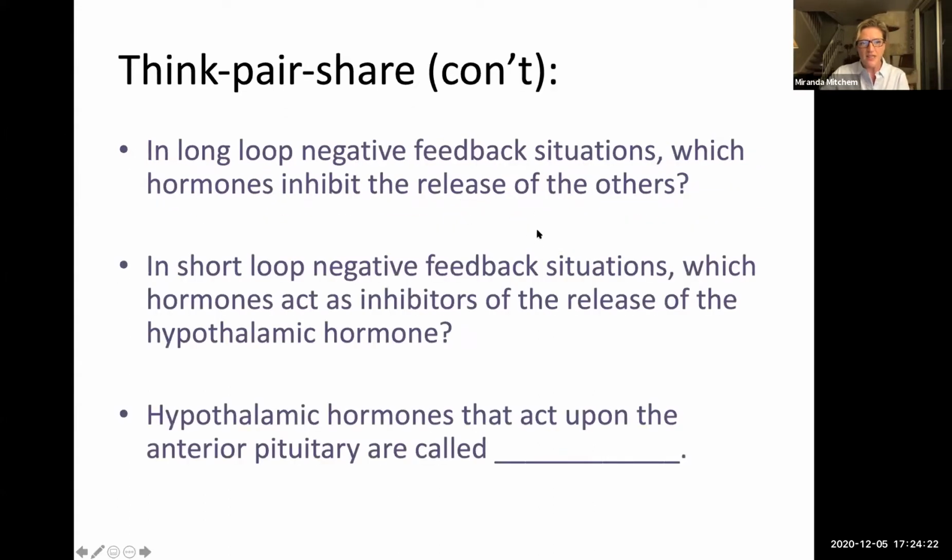Some other questions to think about. In the long loop negative feedback, which hormones inhibit the release of others? It's important to know the cascade of events and what connects what with which negative feedback loop. So I'll let you fill this in. Again, you can check your answers by looking in the note view.